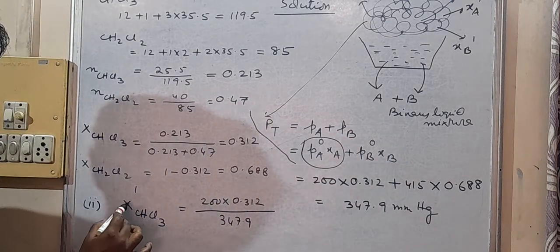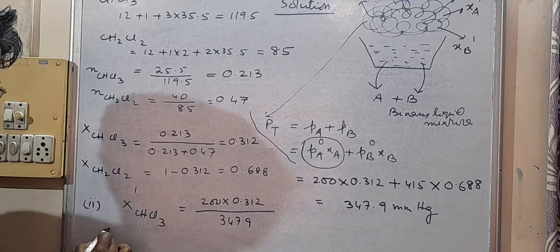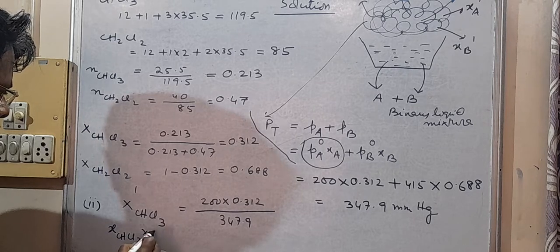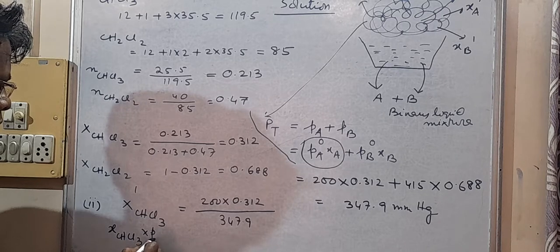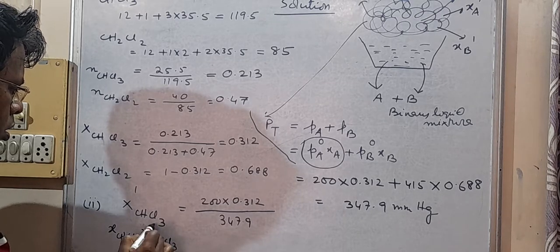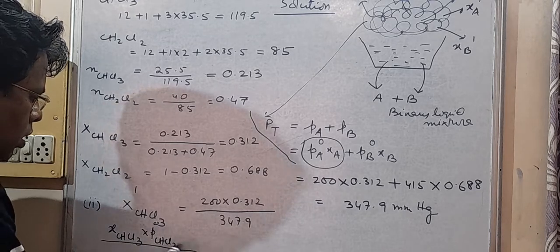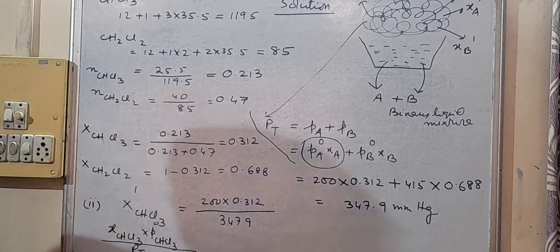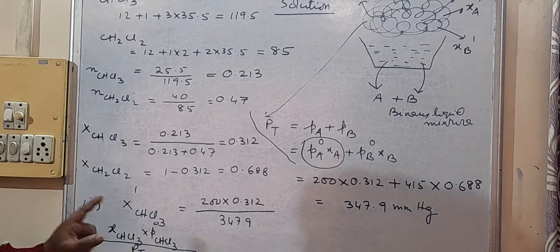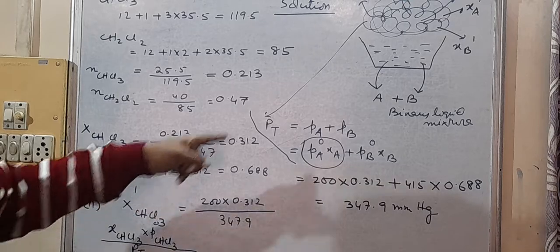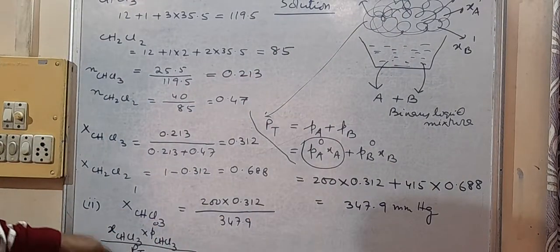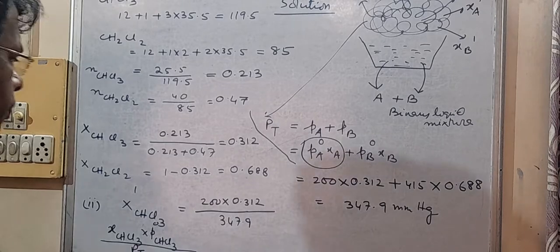So I am writing the formula here. Formula, how do you get this? It will be mole fraction of chloroform into P chloroform naught by P total. So to get mole fraction in the vapor phase, we have to use this one. We have to get the partial pressure divided by total pressure.